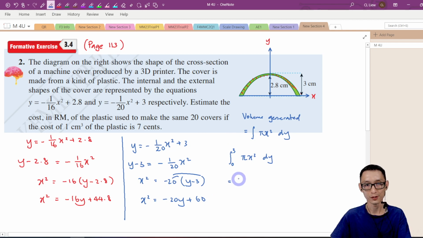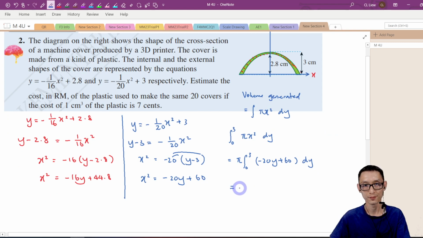So what I'm going to do is I bring the pi outside. X squared is equal to this. Now we can start to do the integration. Y, plus the power of y at 1, you become 2. Whatever you write here, write the same thing for the denominator. If you see a constant, add a y, add a variable for it. 3, 0. Okay.